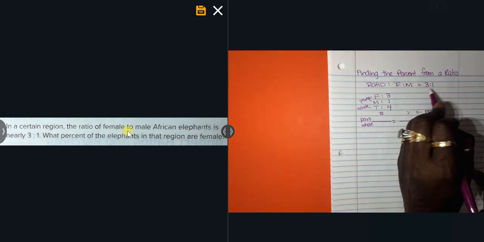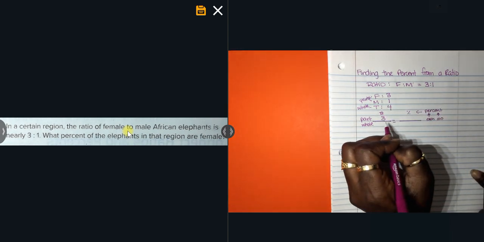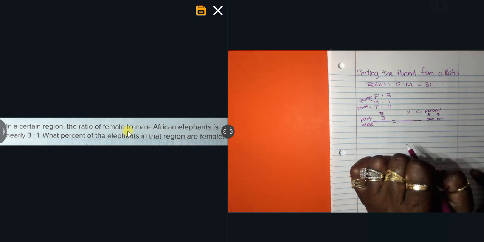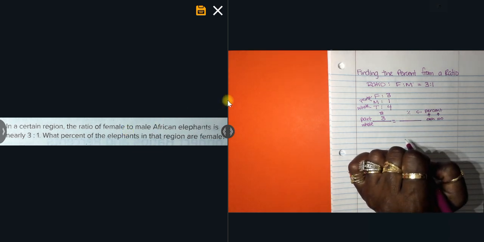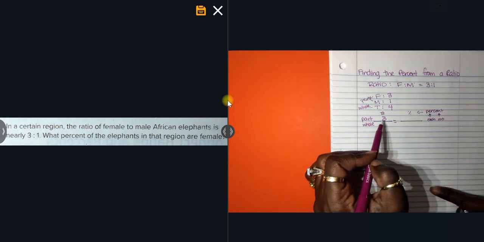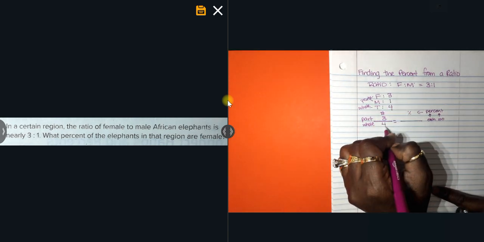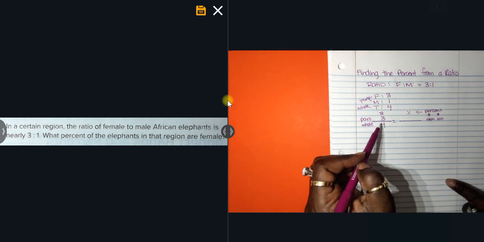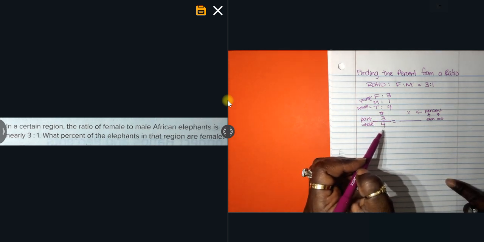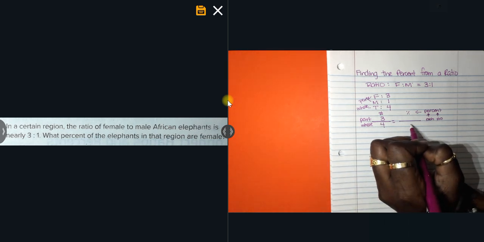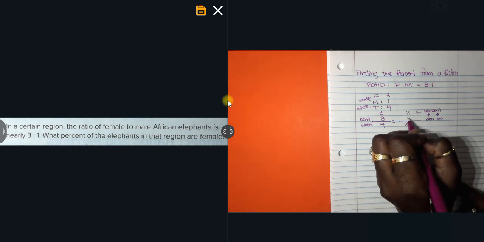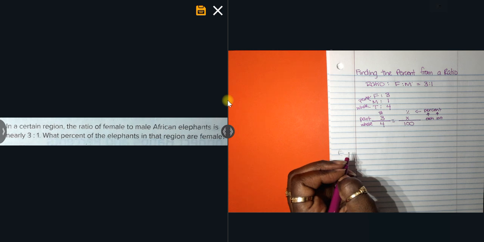All right. So our ratio that we were talking about is a 3 to 1. And we're talking about what percentage of the elephants are female. So our part is 3, and the whole is going to be 4. We're talking about the females, and we're comparing them to the whole group. So out of 100, right? We know that percent means each 100. That means our whole is 100, and we're trying to find out what that percentage is going to be for the elephants.